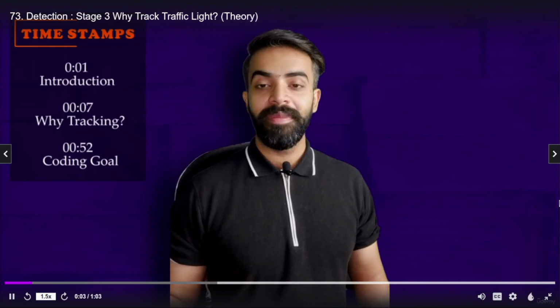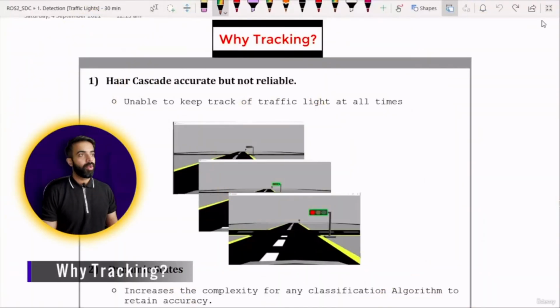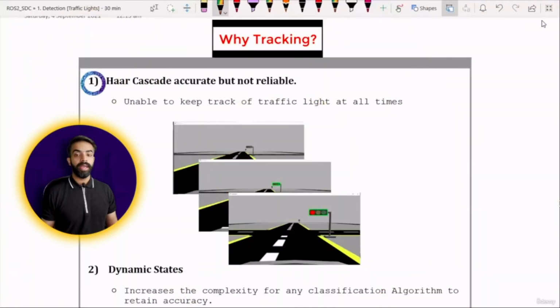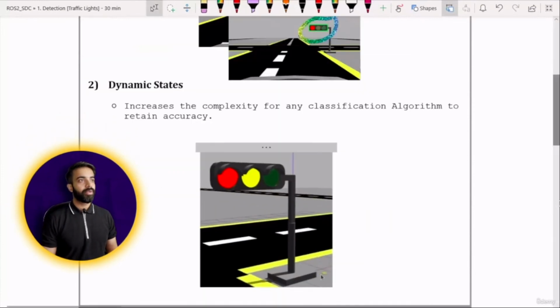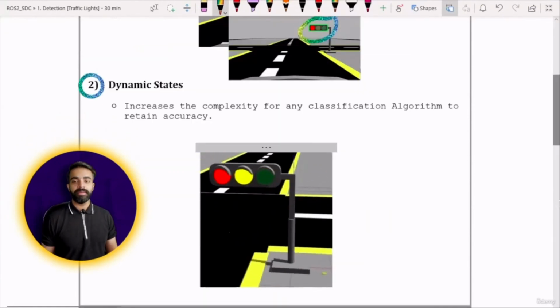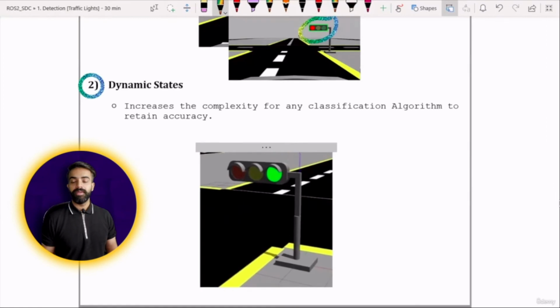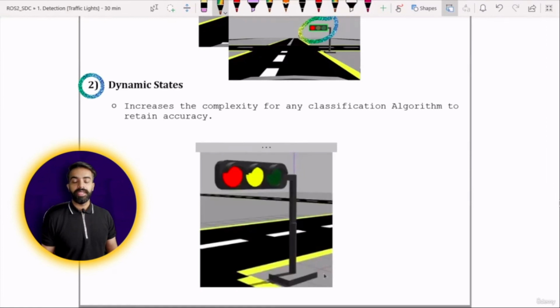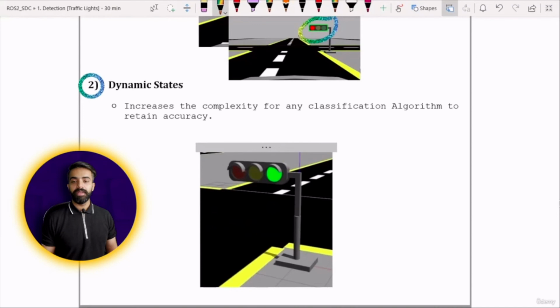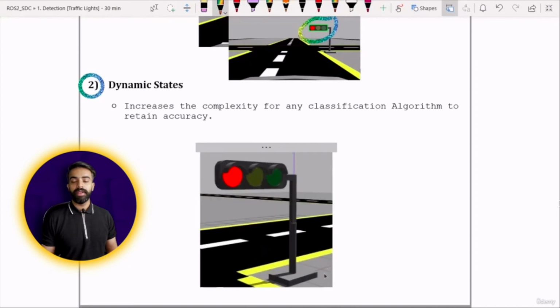If we have a highly accurate method of detecting traffic lights, why then would we need to track it? There are two reasons for this. Number one, the detection algorithms that we chose were accurate, but they were not reliable. Meaning, if they did detect something, we can be pretty sure that it was indeed a traffic light. Otherwise, if they did miss something, then that can prove fatal for us, while also losing track of its identity in the process. Also, we did mention that the traffic light had dynamic state. So any traffic light detection algorithm will struggle to maintain its accuracy. Considering these points, it seemed like a viable solution to start tracking the traffic light once we have confirmed the detection.